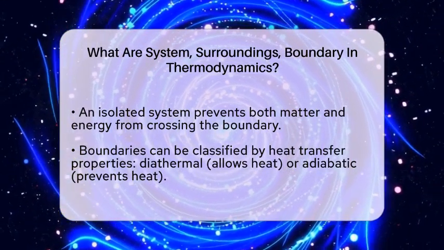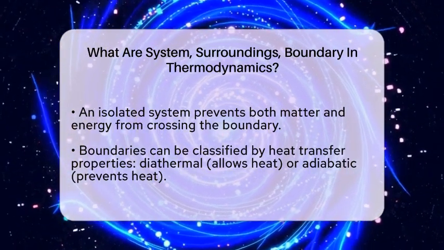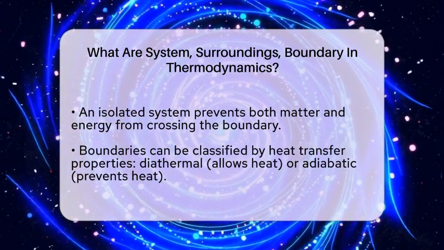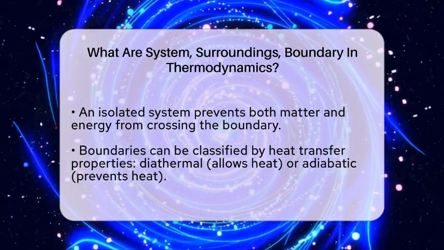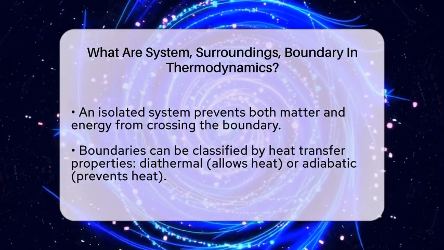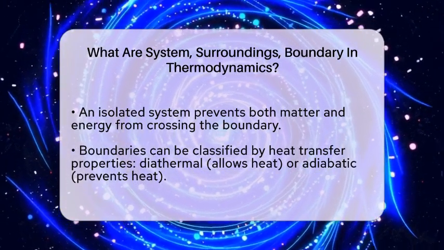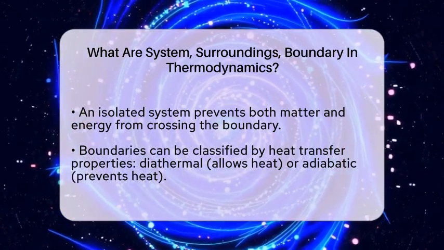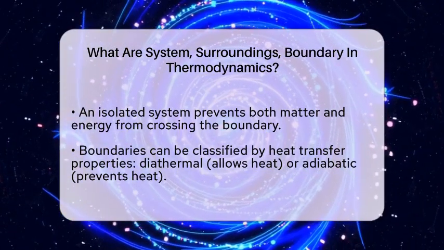An isolated system is a perfect idea where nothing crosses the boundary at all, like a thermos that keeps heat in or out. Boundaries can also be classified by how they transfer heat. A diathermal boundary allows heat to pass through, like a metal wall. An adiabatic boundary does not let heat pass, like a well-insulated container.